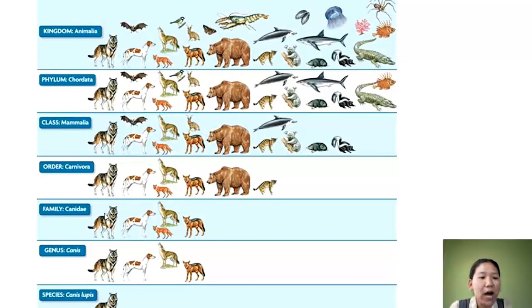Likewise, if you go higher up the hierarchy, that is order, Carnivora, you will find some more organisms, like, let us say, cat here, and then bear and other organisms. So it includes all the organisms eating flesh, Carnivora.